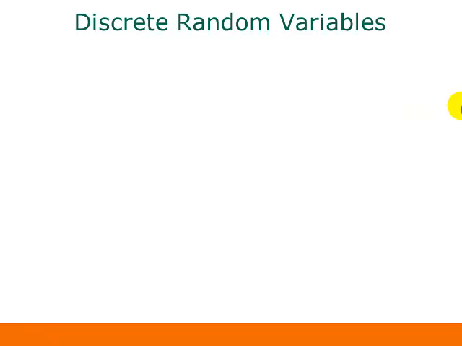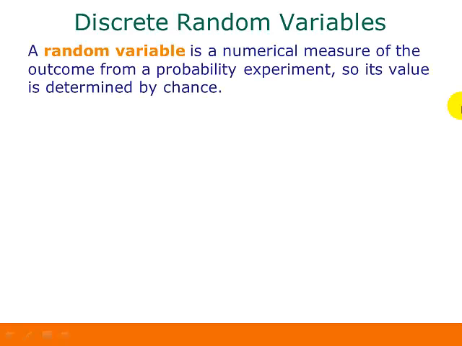So before we define a discrete random variable, we have to talk about what a random variable is. A random variable is a numerical measure of the outcome from a probability experiment, so its value is determined by chance. And notice here that we are specifying that this is a numerical measure. So in the case where our outcomes have been given as categories using words, we have to find some way to change that to a numerical value.